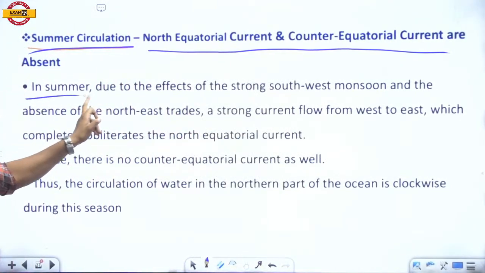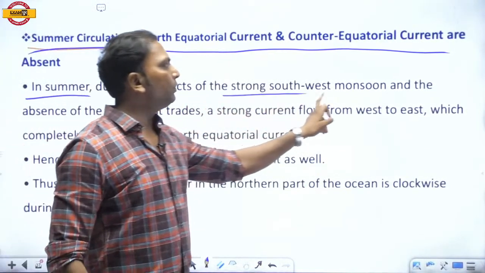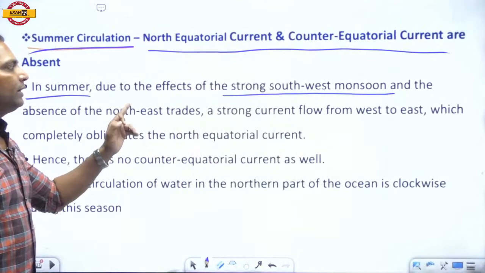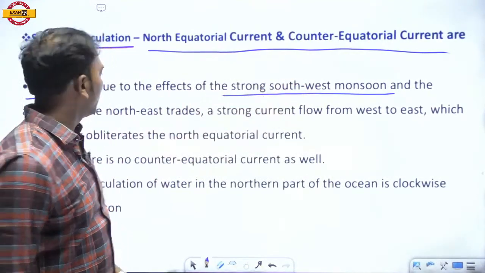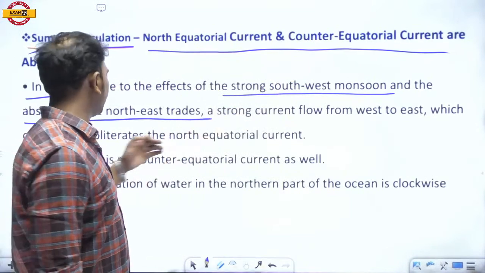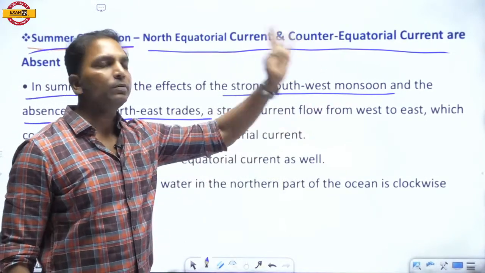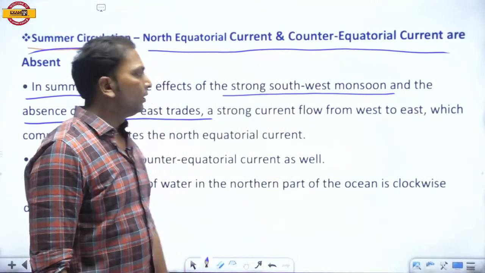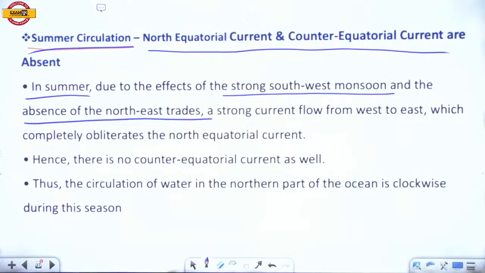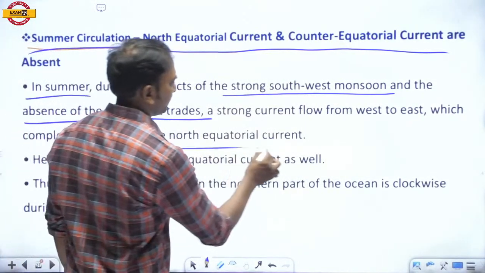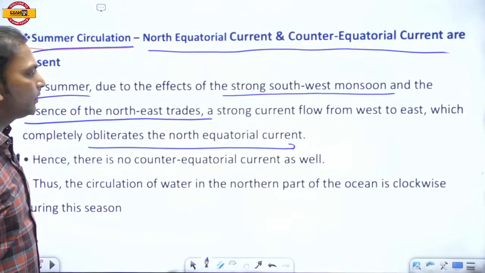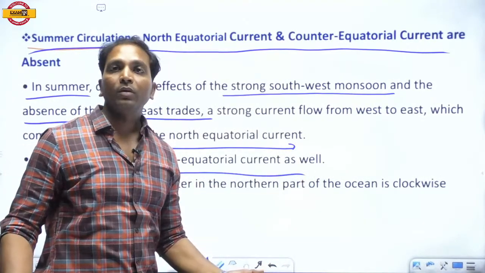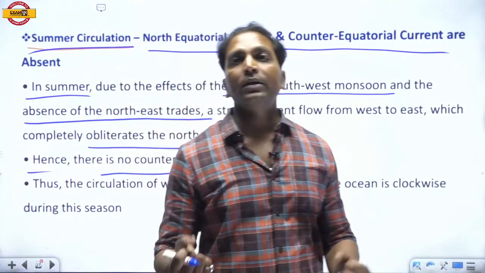So in summer, due to the effects of the strong southwest monsoon, what you have asked, I have mentioned it earlier. In summer, due to the strong southwest monsoon and the absence of the northeast trades, a strong current flows from west to east because of the friction above the oceanic surface, which totally obliterates the north equatorial current. Hence, there is no counter equatorial current as well. So there is the absence of the north equatorial current and the counter equatorial current.